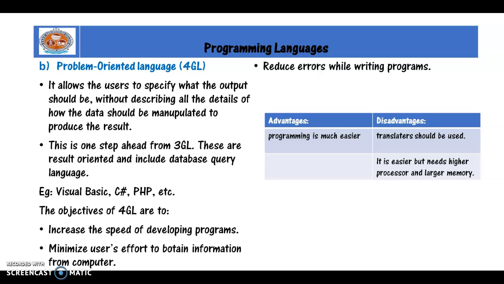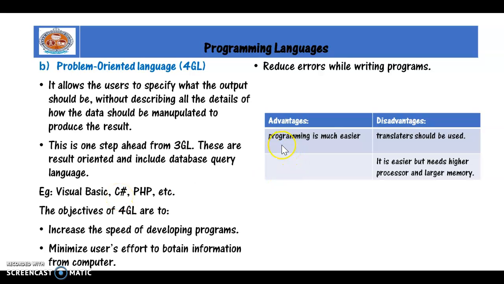And we need a high processor, and large memory will be occupied by these kinds of languages. Then coming to problem oriented languages, this will allow the user to specify what must be the output, without giving any kind of data, right? So this is also known as the fourth generation languages, and the examples for these are Visual Basic, C#, PHP, and many more.